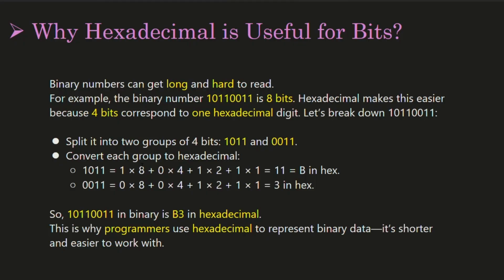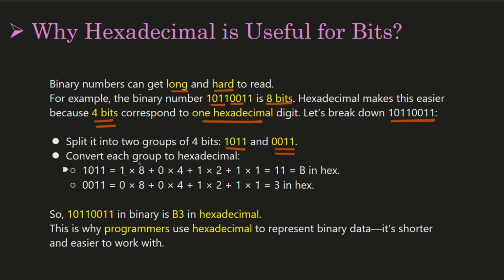Why is hexadecimal so useful for bits? Binary numbers can get long and hard to read. For example, the binary number 10110011 is 8 bits. Hexadecimal simplifies this because 4 bits correspond to one hexadecimal digit. Let's break down 10110011. Split it into 2 groups of 4 bits, 1011 and 0011.